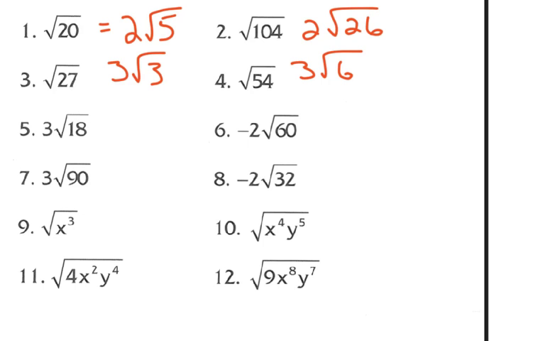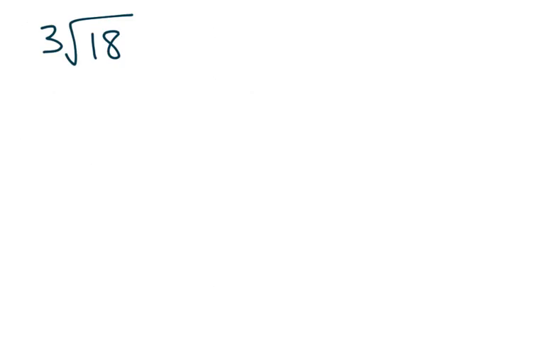Okay, number 5 looks like it's harder, but it's really not. So we'll go ahead and do that one. Alright, 3 square roots of 18. For the moment, the 3 is going to be ignored. Okay, we're not going to worry about the 3 until we get to the end. So we're just going to focus on the 18.